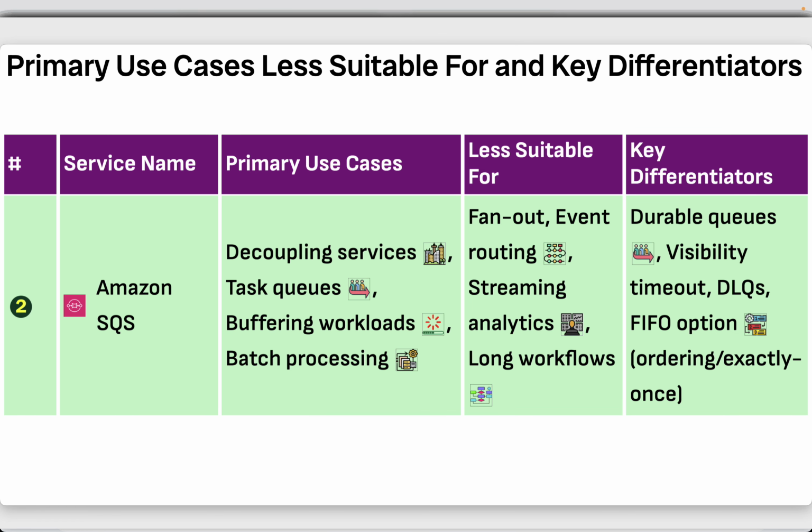SQS is primarily for decoupling services, task queues, buffering workloads, and batch processing. It is less suitable for fan-out or event routing. Key differentiators: durable queues, visibility timeout, dead letter queues, FIFO option for strict ordering, and exactly-once processing.